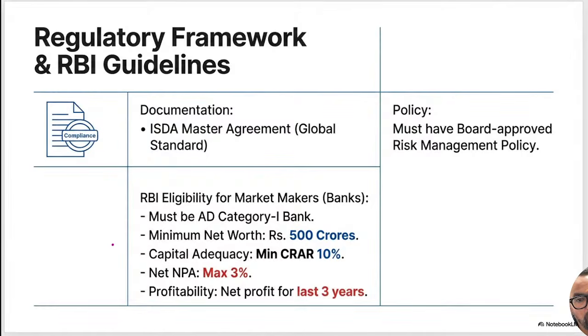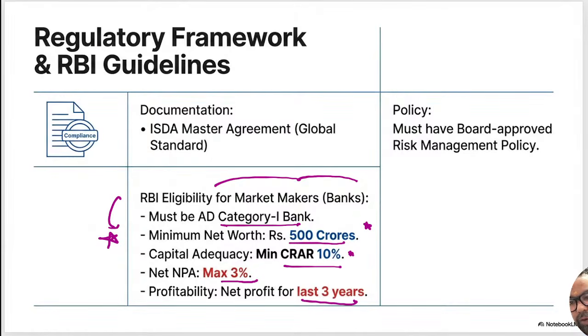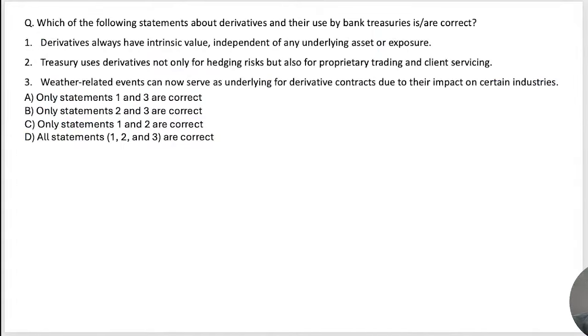This is something a bit important. This gets asked many times. Eligibility for the market makers: for an authorized dealer bank, net worth 500 crore and above, minimum CRAR 10%, non-performing assets should not exceed 3%, and the bank must be profitable in the last 3 years and others, right? Chalo, now let's practice this set of questions.